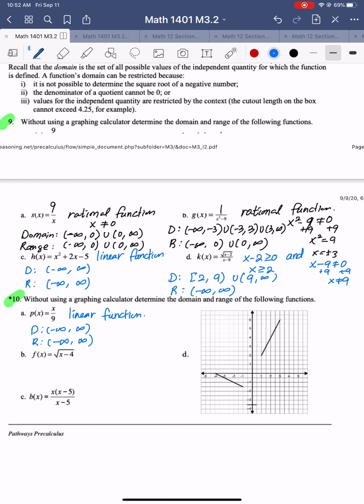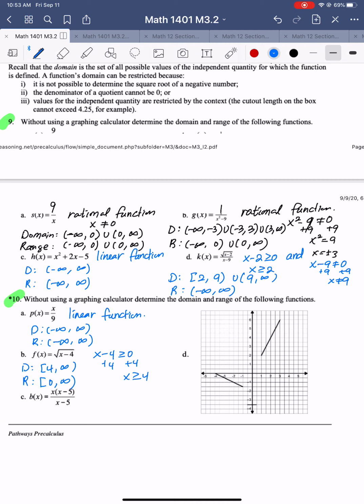Okay, the b function is a square root function, which means x minus 4 always should be positive. Otherwise, we get an imaginary number. So when you add 4 to both sides, x should be greater than or equal to 4. So as a domain, it should start from the 4 to infinity. And because of that, you can only use from the 4, so the range is from the 0 to infinity.